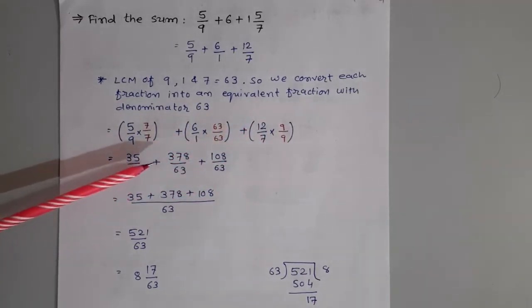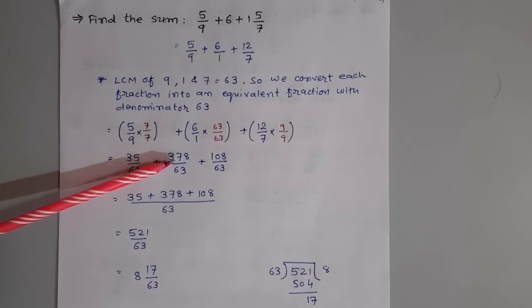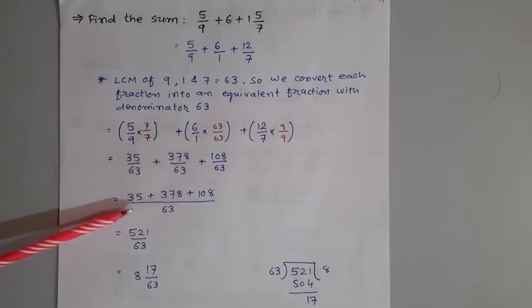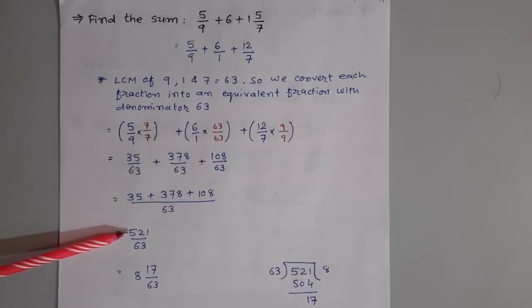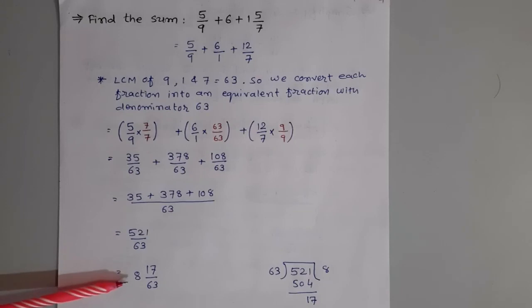Now add 35 plus 378 plus 108, so that we will get 521 upon 63. Now convert this improper fraction into its mixed fraction, so that we will get 8 integer 17 upon 63.